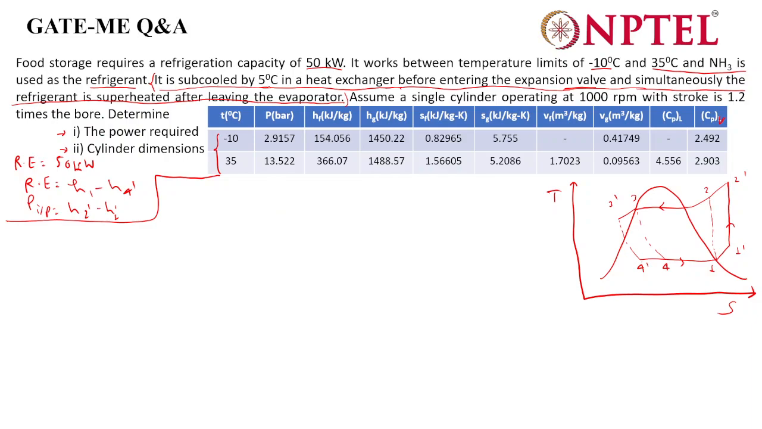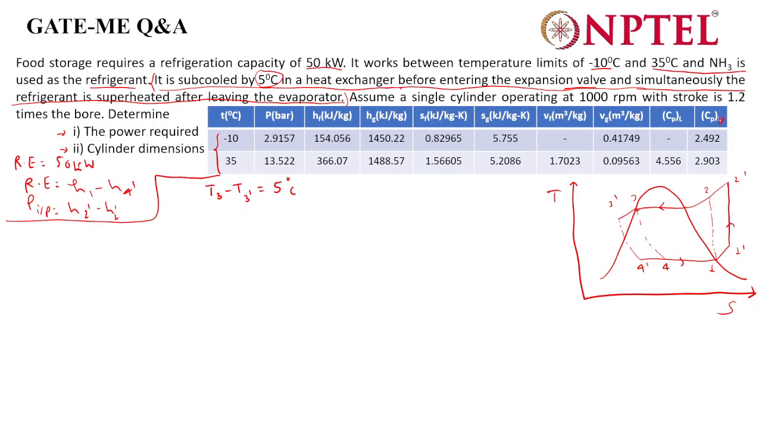It is subcooled by 5 degrees Celsius. What is subcooled? In the heat exchanger, this liquid would be cooled, right? It means the exit of the condenser would get cooled from 3 to 3 dash. What is the temperature difference? 5 degrees. T3 dash would be less, right? So it would be 5 degrees Celsius, right?